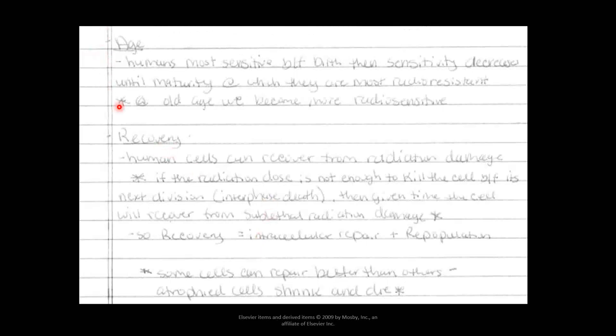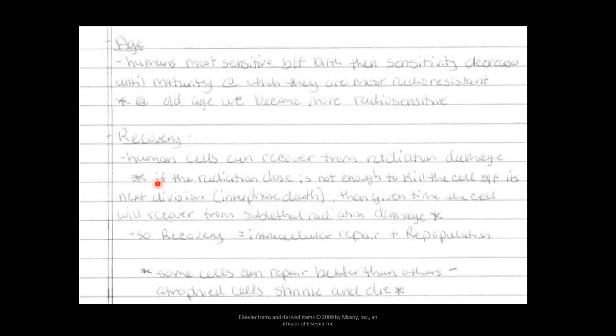When we refer to age, humans are obviously most sensitive before birth. Then their sensitivity decreases until maturity, at which point they are most radio resistant. So as we become mature adults, our radio sensitivity declines. Then when we get a little bit older and get into our elderly years, we actually become more radio sensitive. So we begin radio sensitive, then we become radio resistant, and then we become radio sensitive again.